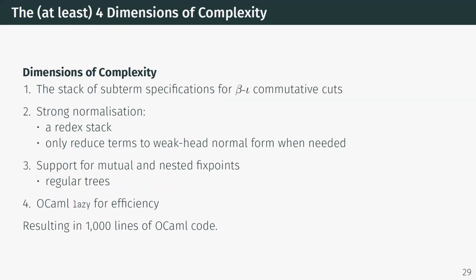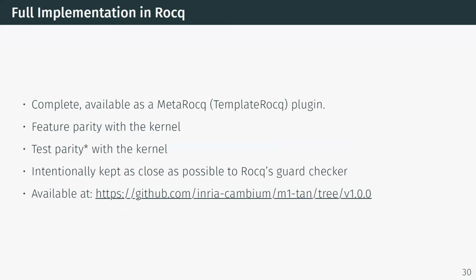And you have seen, so now there are at least four dimensions of complexity because they stack on top of each other. So we have seen a stack. We have heard about the strong normalization with a redex stack. And then there's support for mutual and nested fixed points, which creates an auxiliary regular tree structure to record how the inductive looks like because it could be nested or mutual. And then OCaml, the implementation has laziness peppered everywhere. That's why it is so big as it is now.